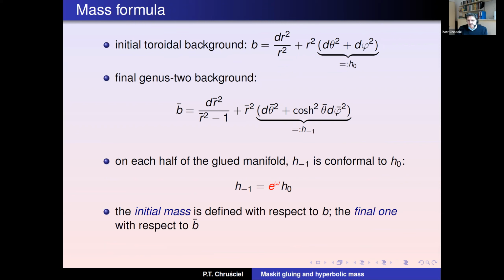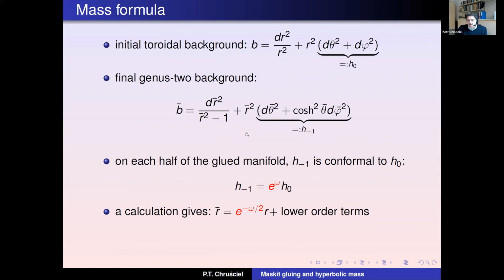As I already said, the initial mass is defined with respect to different backgrounds. And so you just make a calculation and check that the new coordinate R bar is going to be e^(-ω/2) R, times R, plus lower order terms, right? So in other words, when you're doing this conformal rescaling of your boundary metric, you need to adjust your coordinate, and that's the formula for this. It's essentially obvious from this if you compare these two metrics, but that's what it is. And there are lower order terms which you need to include to make this formally self-consistent.